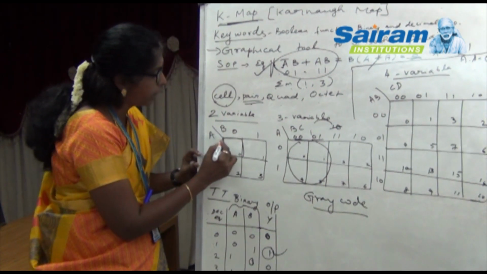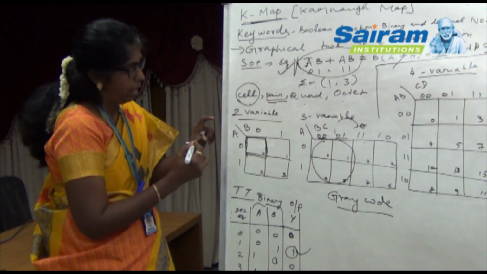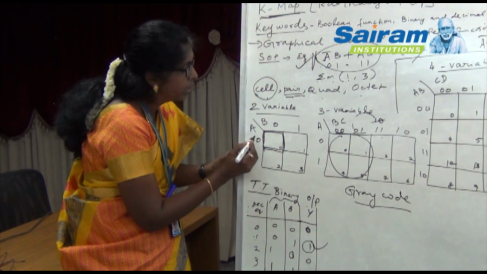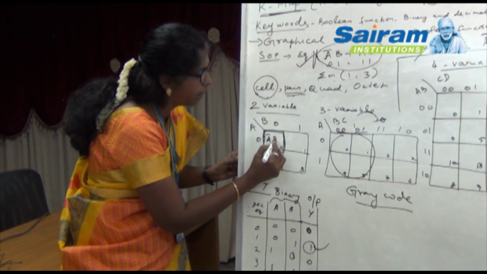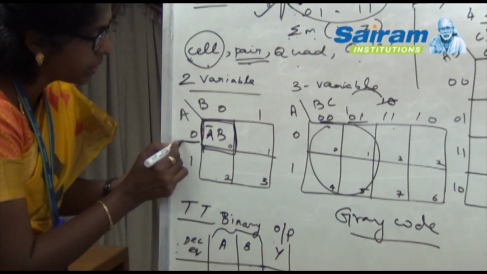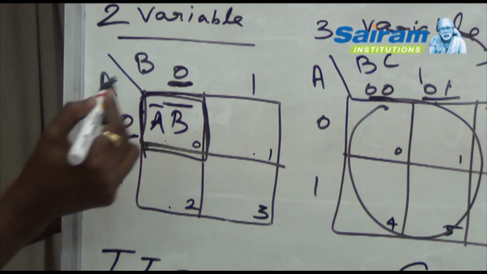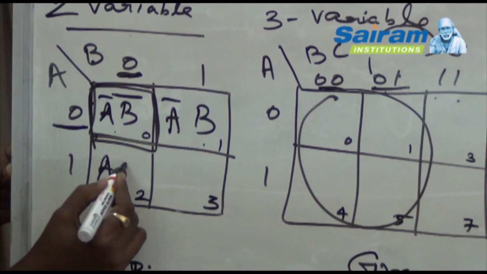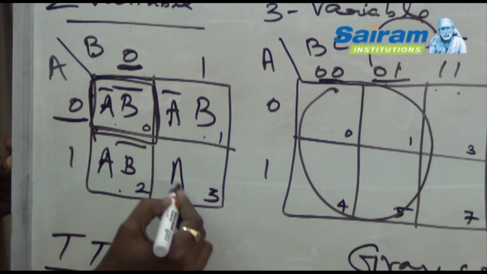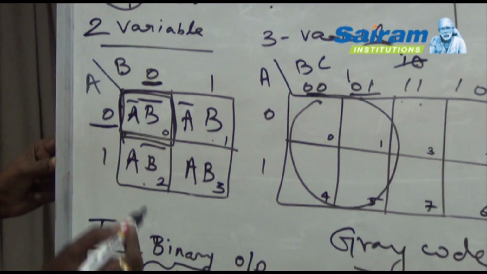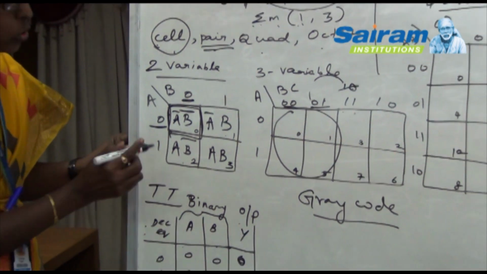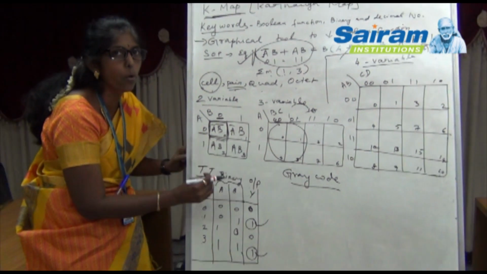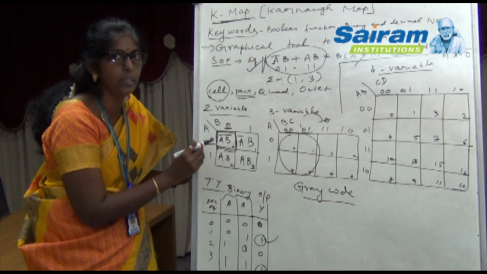For the first cell, if I am representing the number, we have to post the numbers inside the cell. This cell is nothing but A bar B. This cell is A equal to 0 and B equal to 0, so A bar B bar. This is A bar B. And this is for A B bar. And this is for AB. But we are not supposed to write A bar B bar, A bar B, A B bar, A B. This is all understood, and we have to post only the output values inside the cell.